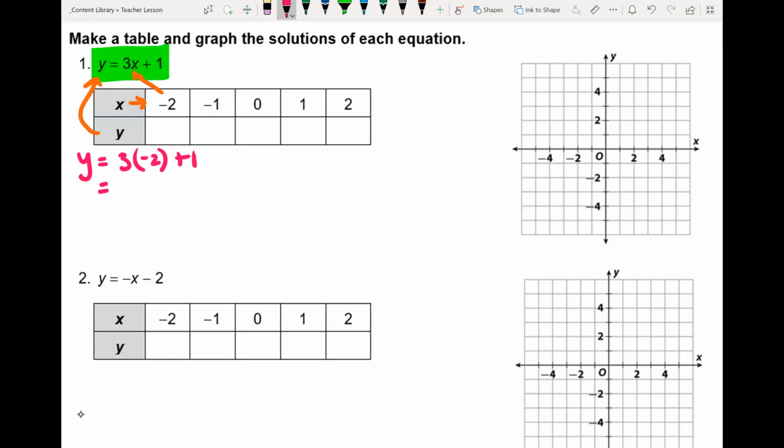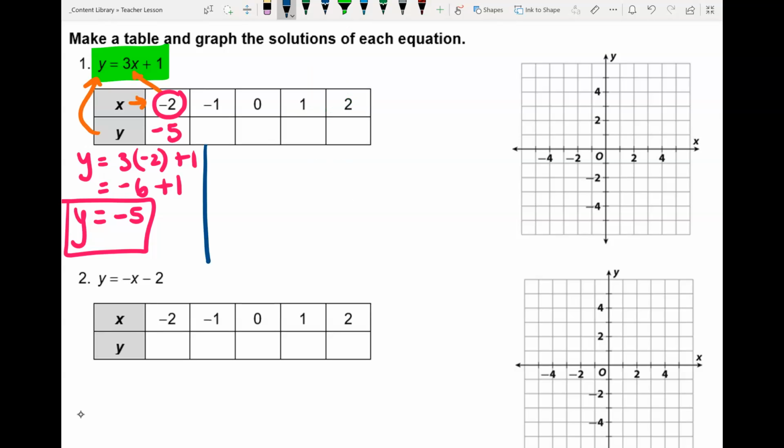Solving using PEMDAS, order of operations, 3 times -2 is -6 plus 1. Now you owe $6 and you have $1. I still owe $5. So y is equal to -5. So when x is -2, y is -5.